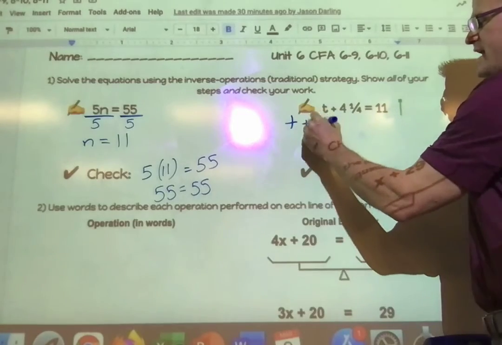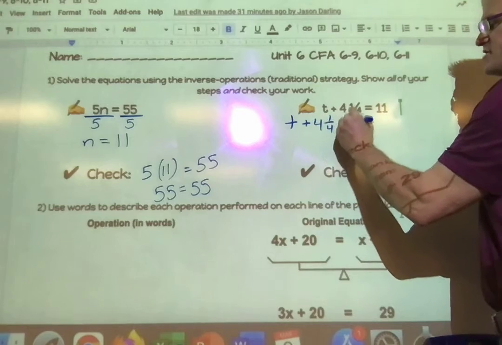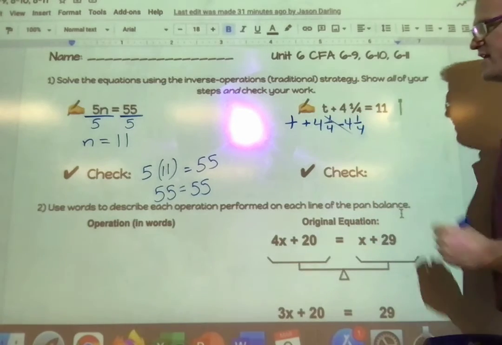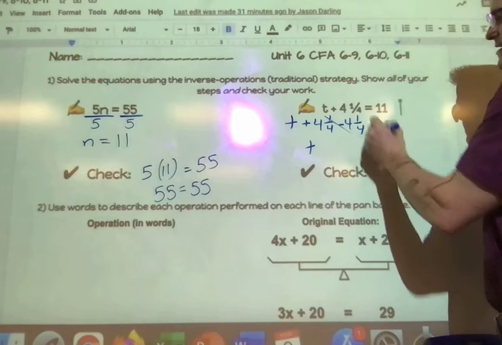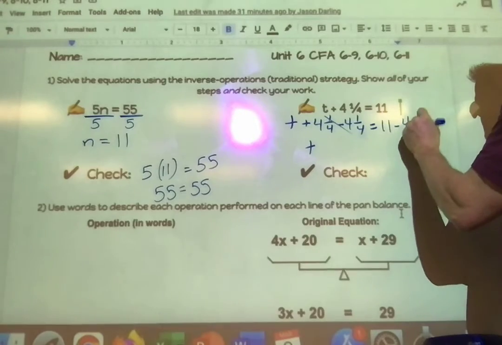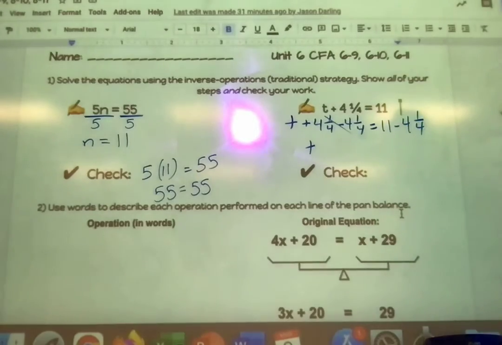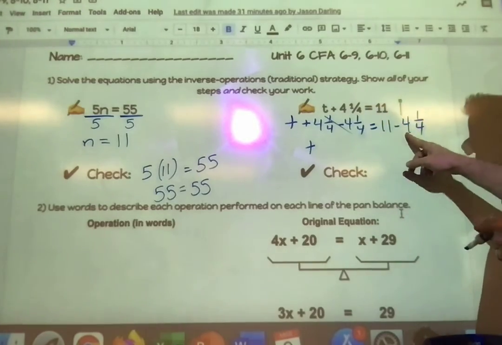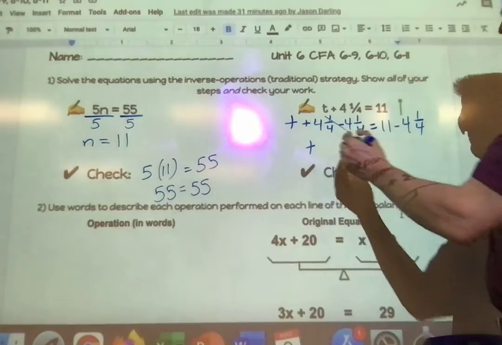Okay, the second one here, we've got t plus 4 1/4. So to undo adding 4 1/4, I know I subtract 4 1/4, and that's like it never happened. So I'm just left with t. And if I do that from one side, I must do it to the other to keep it balanced. And I can do that mentally. 11 minus 4 is 7. And then take away another 1/4, I'm at 6 3/4.